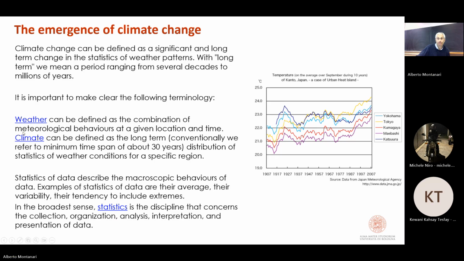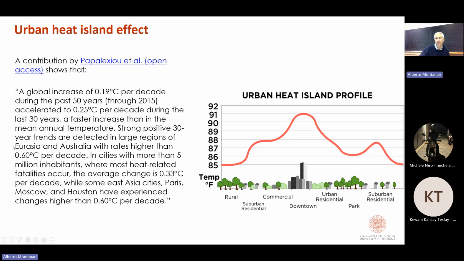Okay, so the importance of statistics. Now let's look again at the cities. This is a nice figure of what is the urban heat island. And here you see a quote from one colleague who performed a very nice, simple, but very nice analysis of warming cities. He just took publicly available data, and this paper was cited a lot of times. And he gained a lot for his career as a researcher from this very simple analysis.